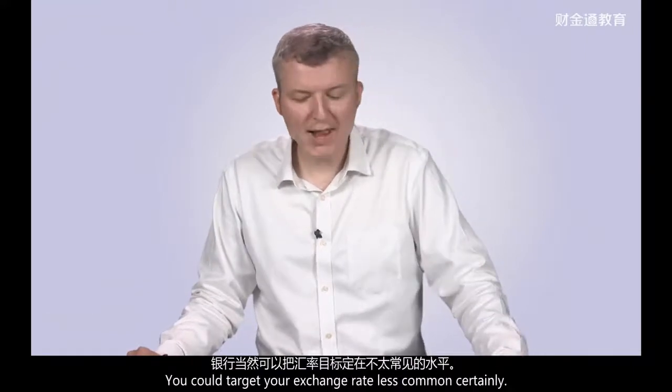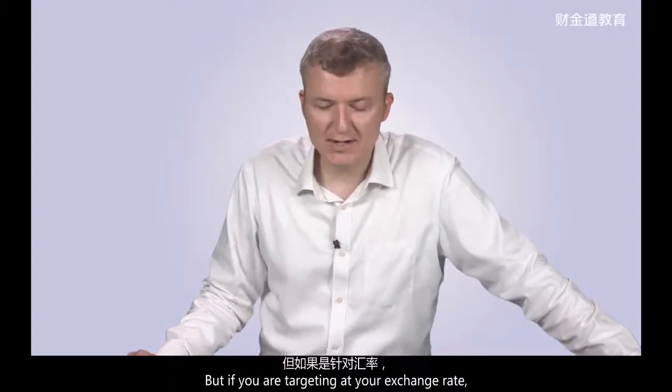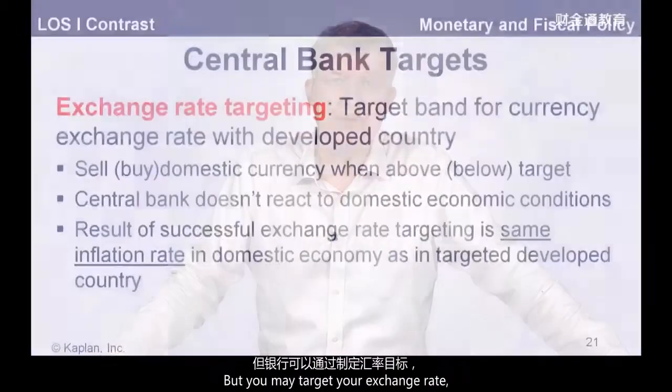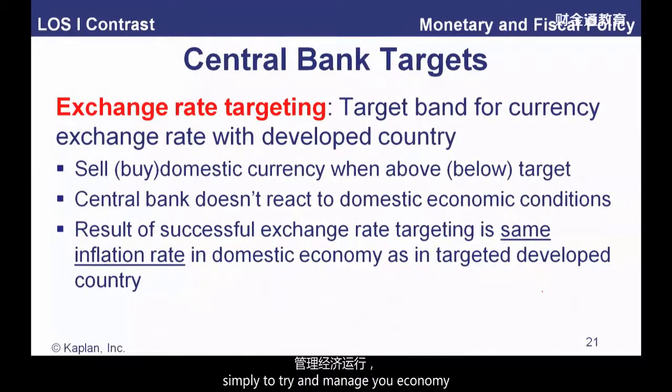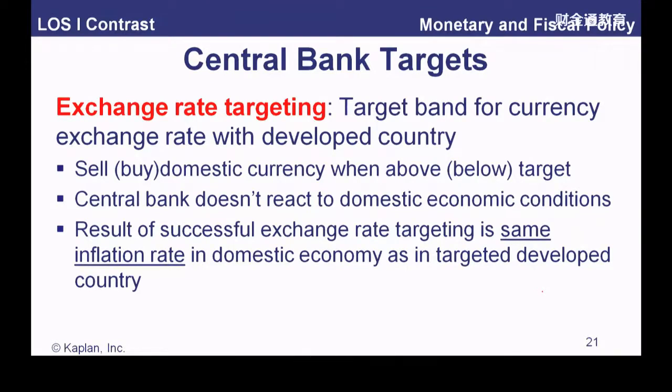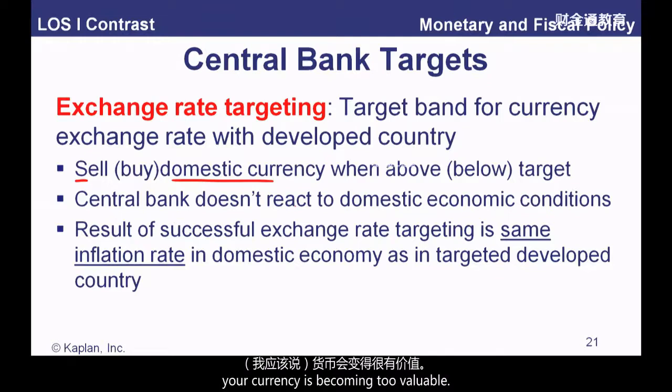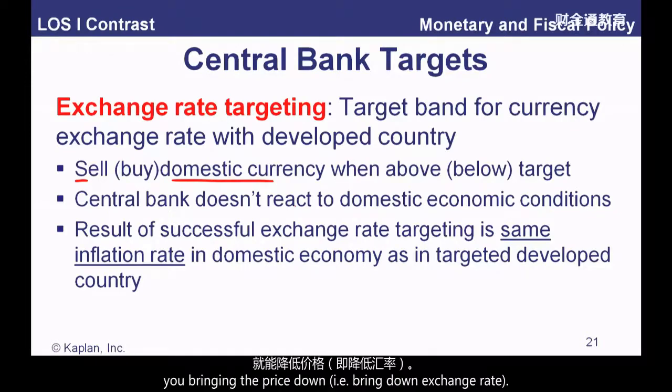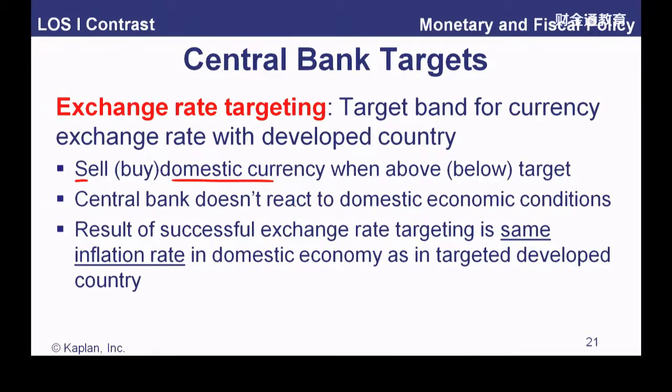You could target your exchange rate. Less common, certainly. There's one very huge example in the world, which we'll not get into, I don't want to get too political, but you may target your exchange rate simply to try and manage your economy, keep it more stable, or to manage your imports and exports. To do that, you will sell your domestic currency when the rate is too high. So your currency is becoming too valuable. Sell it. Basic economics: you're selling your currency, you'll bring its price down, i.e. bring down its exchange rate.